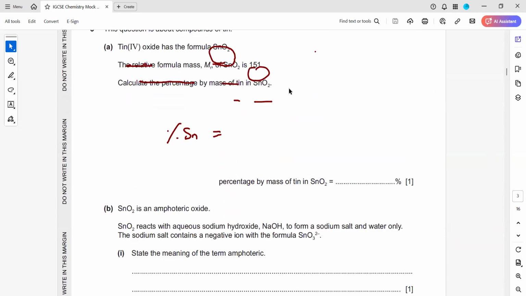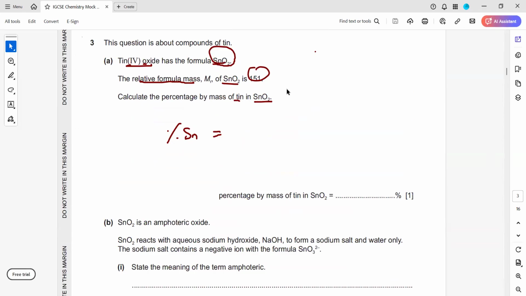So only one atom of tin is present. So you have to write 119 divided by the total mass of tin oxide. So what is the total mass of tin oxide? 151. Multiply by 100. What's the answer? 78.8%.